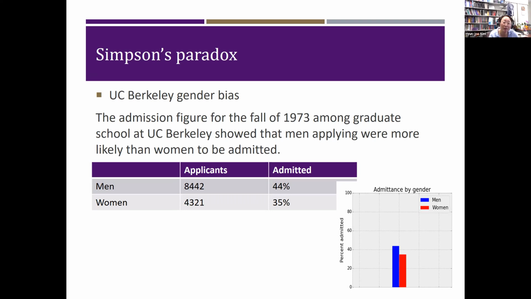In 1973, UC Berkeley was sued for sex discrimination. Out of all female students who applied, only 35% of them were admitted, while 44% of male applicants were admitted. This difference was concerning, and UC Berkeley set out to find the main culprits of this gender discrimination. To do this, they broke up the data to see which departments were mainly responsible for the gender bias.